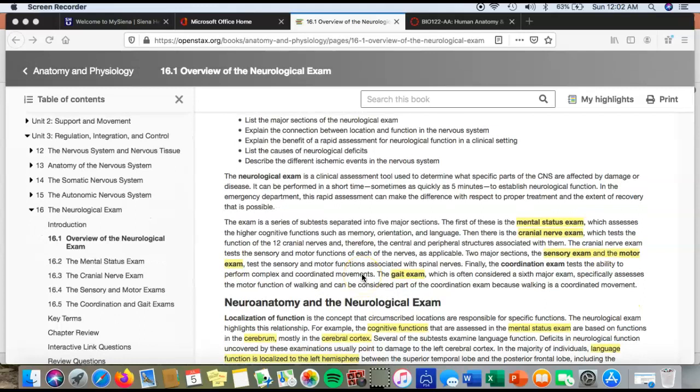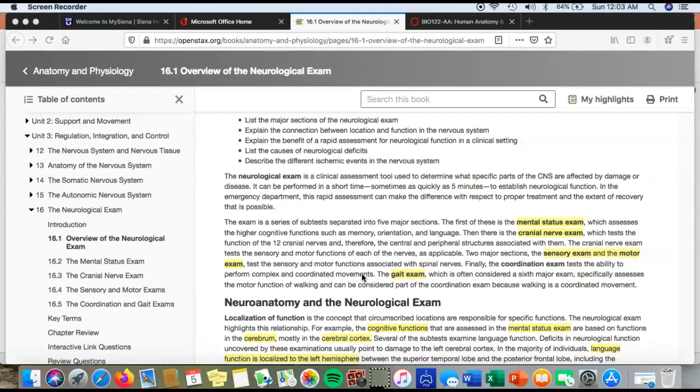And so the first part of the neurological exam is the mental status exam, and that's going to assess your higher cognitive functions like memory, orientation, and language. And then if you pass that, there's the cranial nerve exam, which is going to test the function of those 12 cranial nerves that we learned about very recently. And then once you pass the cranial nerve exam, we'll move on to the sensory and the motor exam, which, like the name suggests, tests your sensory and motor functions that are associated with your spinal nerves.